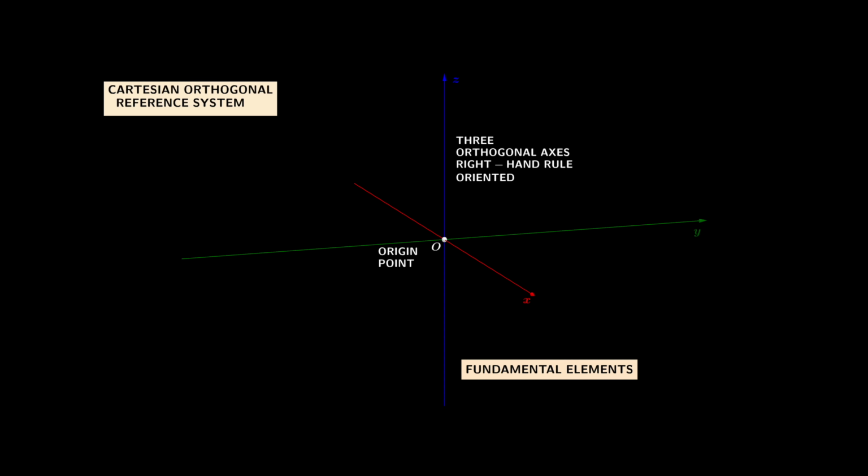Fundamental elements of a Cartesian orthogonal reference system in space: an origin point, capital O, and 3 oriented directions or axes x, y, z coming out from O, each one perpendicular to the others. The 3 oriented directions respect the right-hand rule.